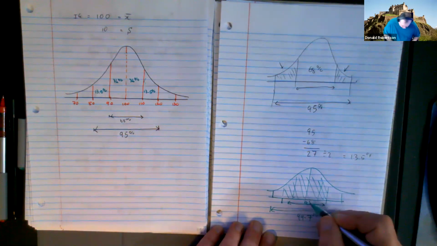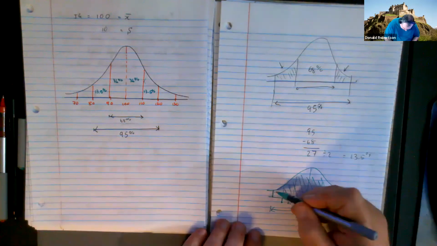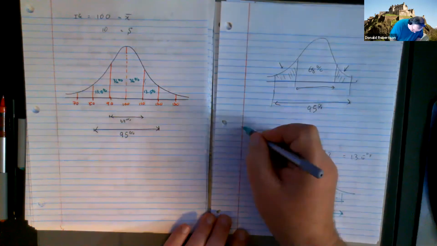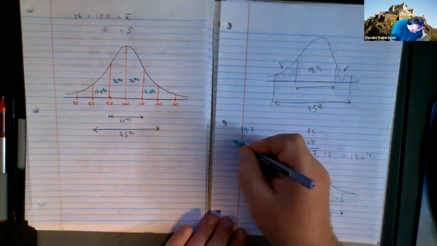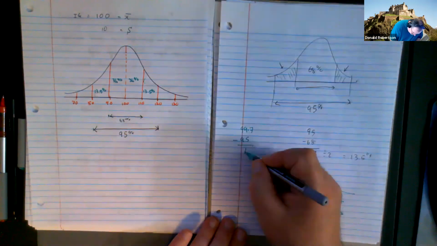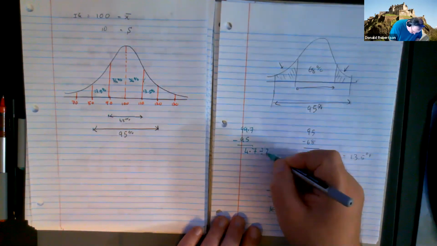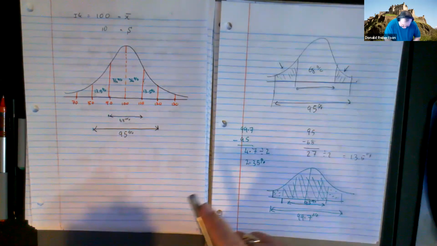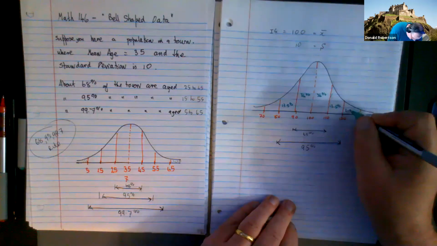It's 95%. Now, what I'm going to do then is figure out how much these two little pieces are going to be. It's the same kind of thing I did here. You take the 99.7%, 3 standard deviations, and you take away the 95%, that middle chunk, and that leaves me with 4.7. Then you share it equally, and you get 2.35%. And that's how I got 2.35%.